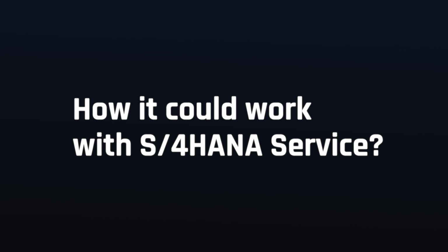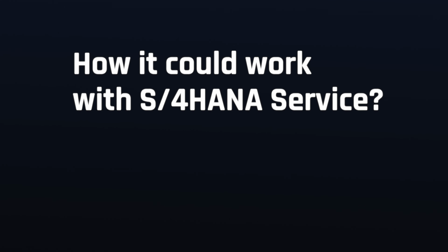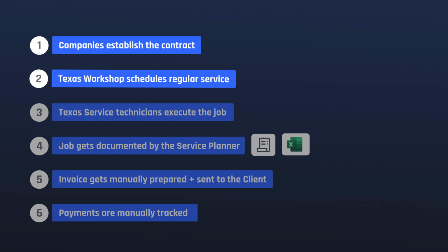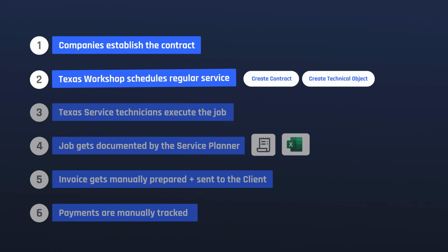How could it work with S4HANA Service? Let's use the as-is process as a starting point. So nothing changes here. We have Longhorn Logistics and Texas Workshop. Business-wise, the contract and its conditions also remain as they were before. The change is that there is no Excel with service dates and so on anymore. Instead, an SAP contract will be created in the system along with its validity period, conditions, and list of services. The barn, the place which you saw before, will also be reflected in SAP and linked to this customer. In my case, it will be a functional location.